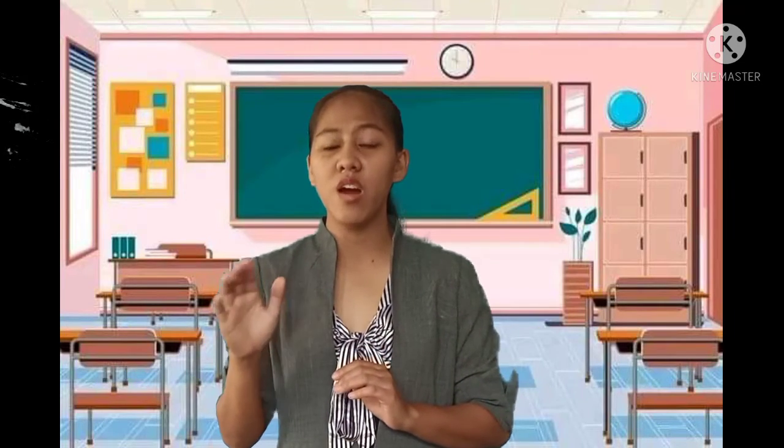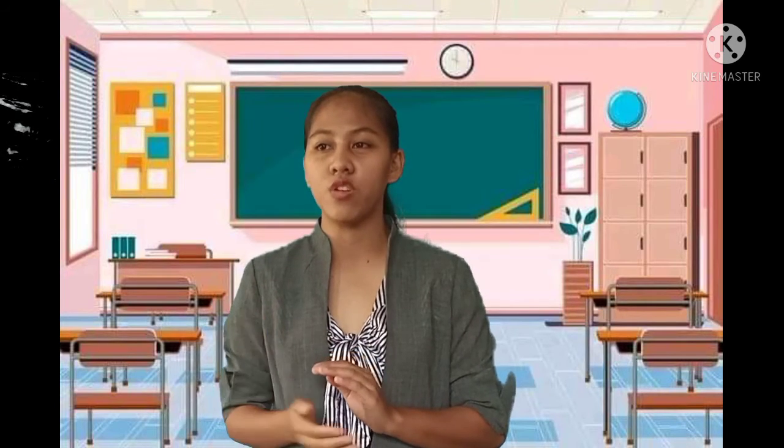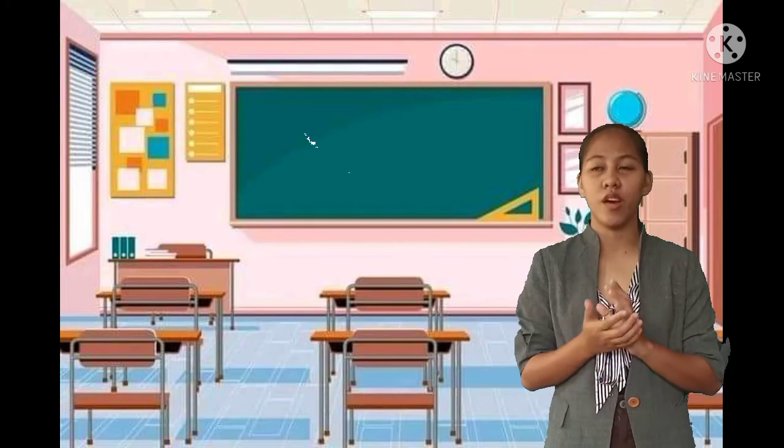Before that, let's have an activity first. Our activity is entitled Arrange Me. Inside those envelopes that I give to you, there are many letters that you need to rearrange. Then, I will divide the class into 3 groups. And whichever group finishes first will be declared the winner. I will give you 10 minutes to answer. And time starts now! Time's up! Okay?